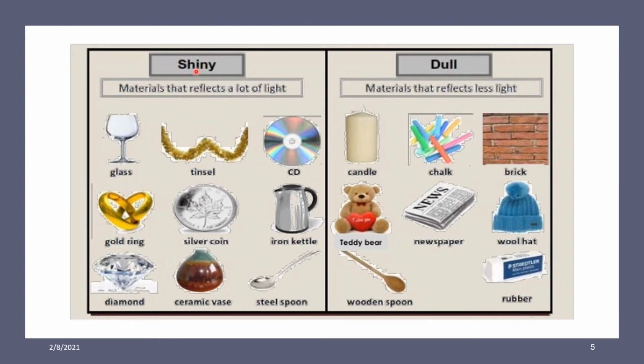Okay, the meaning of shiny and dull. What is the meaning of shiny? Shiny means the material reflects a lot of light. And dull is material that reflects less light. So as you can see, all these pictures are materials that reflect a lot of light, and these dull ones are the materials that reflect less light. So this is how we sort the materials into groups. Okay?